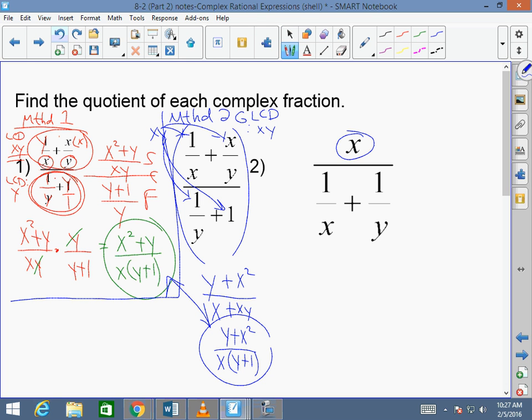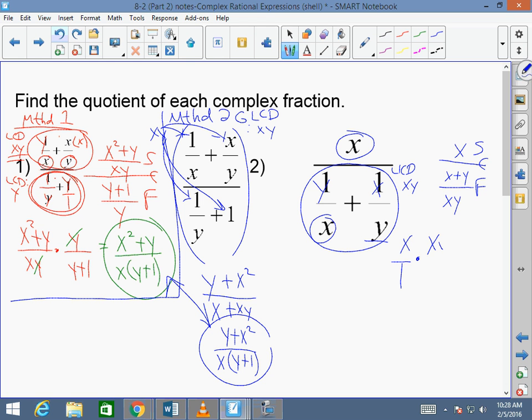This already has, it's just a variable. It's just a term up there. There's no rational expression. So all I got to do is add this one. What's the LCD down here? XY. What do I need to multiply here? A Y. And here? An X. So this is X over X plus Y over XY. Stay, change, flip. Stay, change, flip. This is X squared Y over X plus Y.